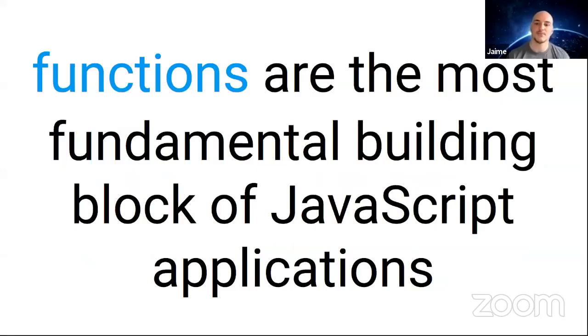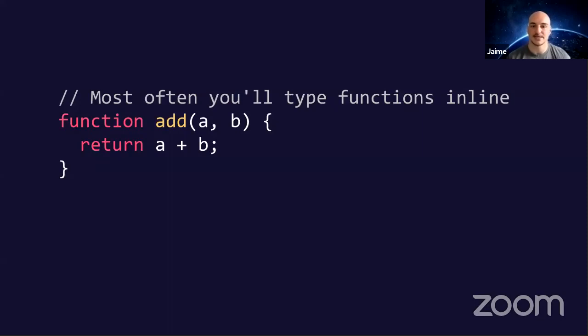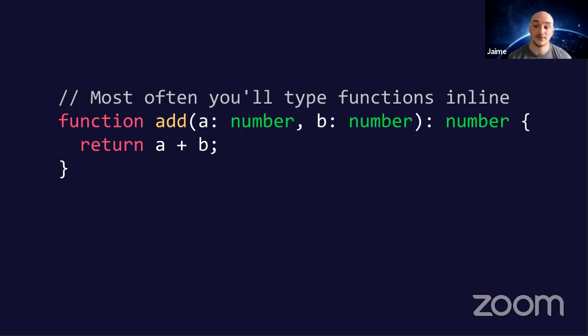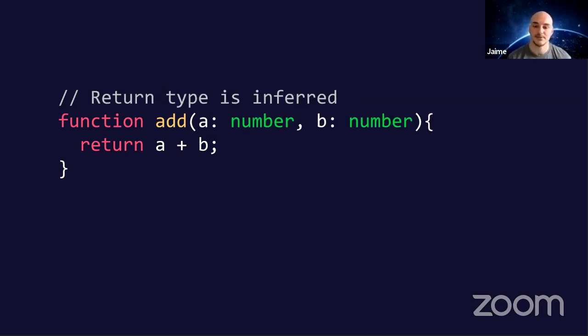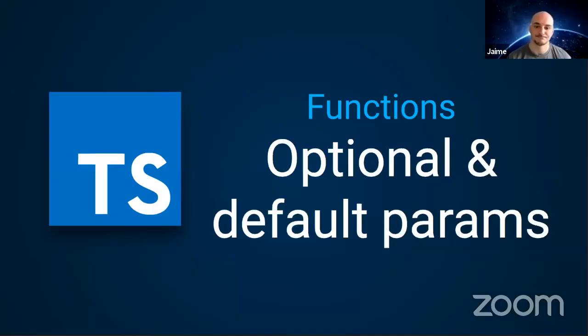Functions are the most fundamental building block of JavaScript applications, and therefore TypeScript has great support for them. We have this function. Normally, we will type it inline like this. This is very common. We don't need to type the return type because it is inferred. The TypeScript compiler, again, is super smart, and it knows that when you add two numbers, the result can only be a number. We have support for optional and default params.